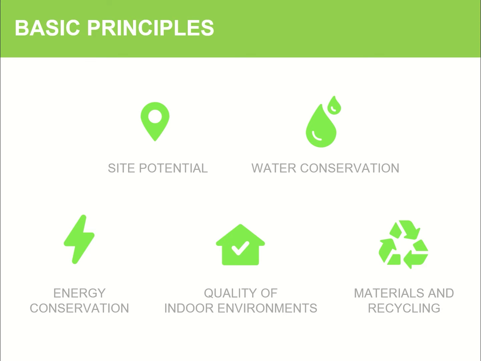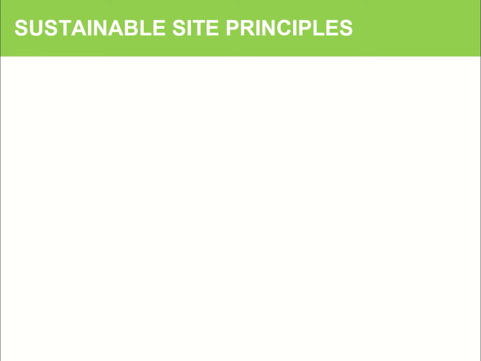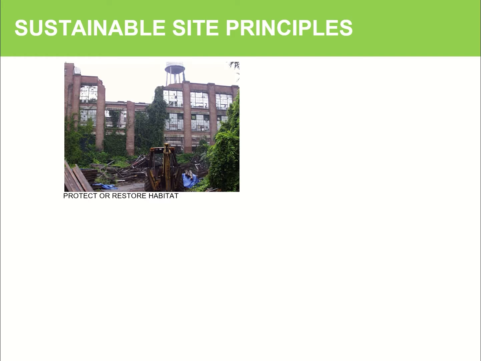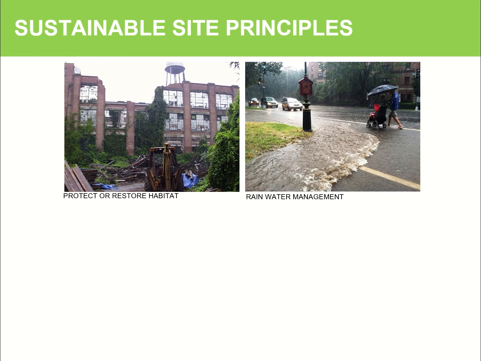All right, jumping into the first principle, being the site. There are a number of features by which a site can be evaluated, but I'm just going to name a few. First, we have protect or restore habitat, and that is to conserve existing natural areas or to restore any damaged areas to provide habitats and promote biodiversity.